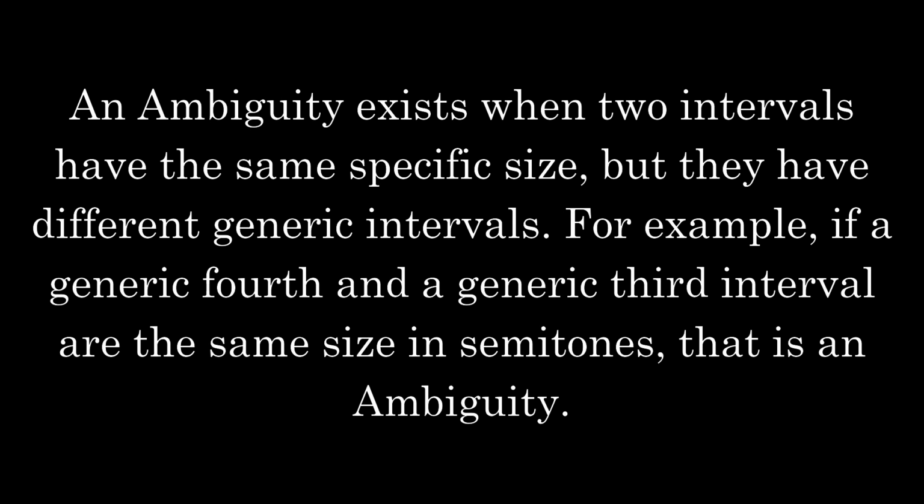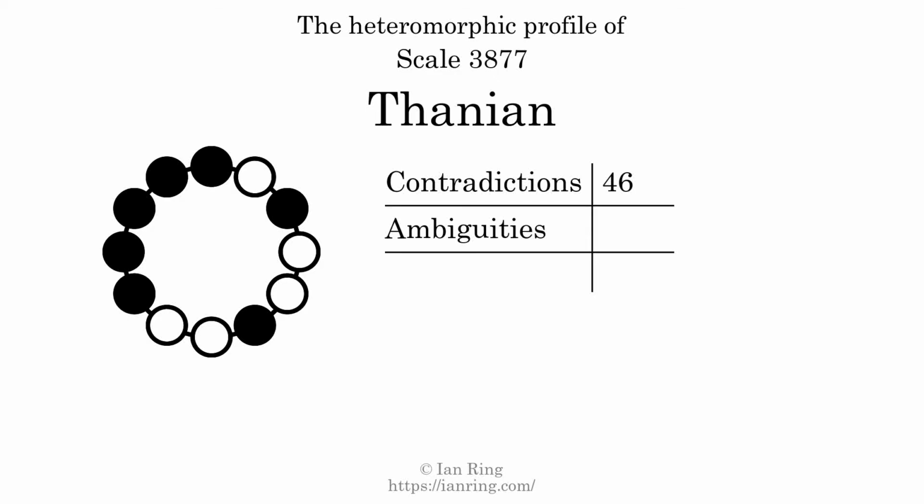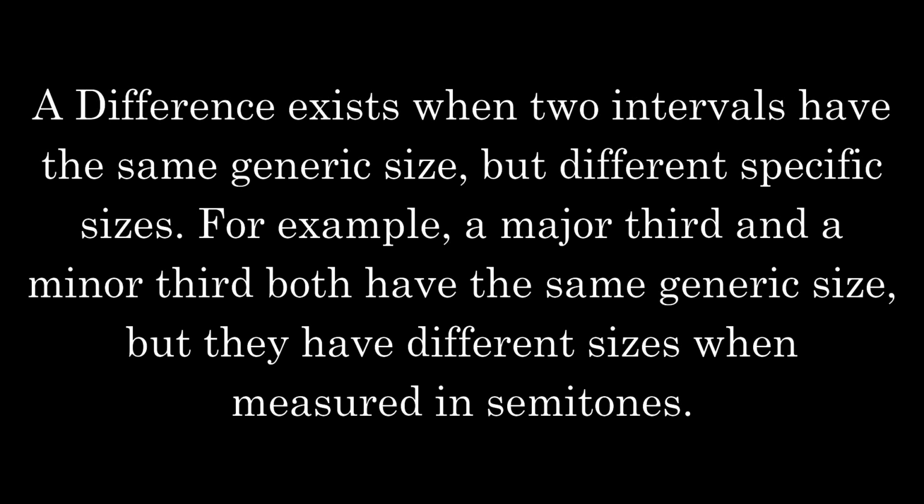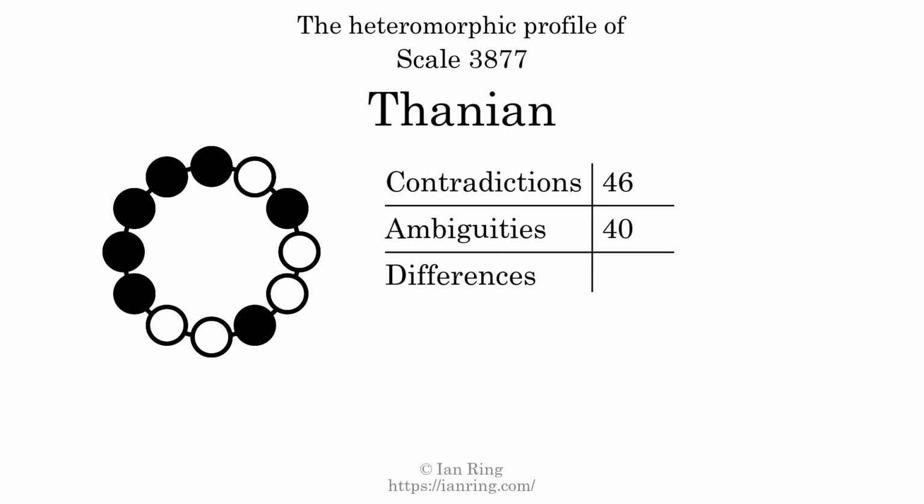An ambiguity exists when 2 intervals have the same specific size, but they have different generic intervals. For example, if a generic fourth and a generic third interval are the same size in semitones, that is an ambiguity. The number of ambiguities in this scale is 40. A difference exists when 2 intervals have the same generic size, but different specific sizes. For example, a major third and a minor third both have the same generic size, but they have different sizes when measured in semitones. The number of differences in this scale is 104.